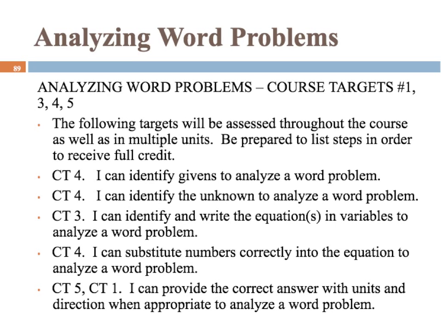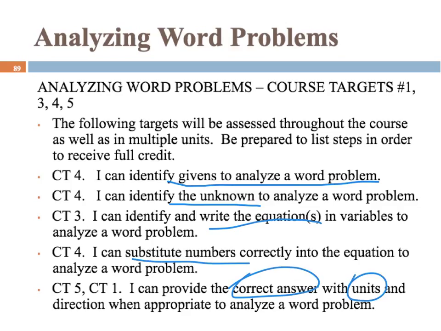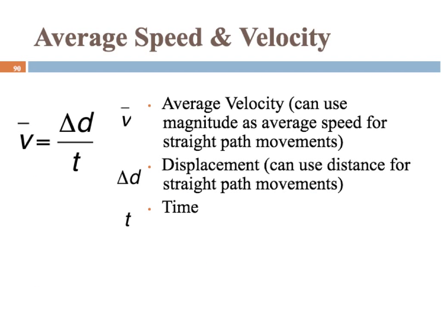All right, so when we analyze word problems, we need to do these things. So first you're going to identify givens in a word problem. Then you're going to identify the unknown, write the equation, substitute numbers, and give the correct answer with units. Okay, so these are the steps we're going to take when we solve word problems. So here is our equation. So velocity, average velocity, that's that V with the line over it. Change in D is the displacement, and T is time.